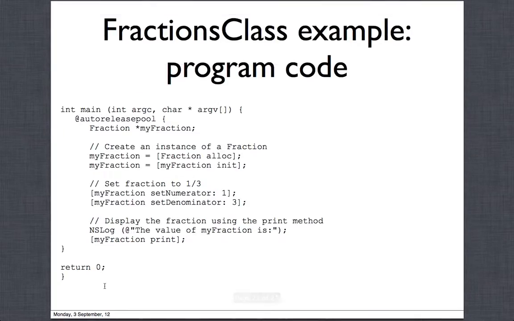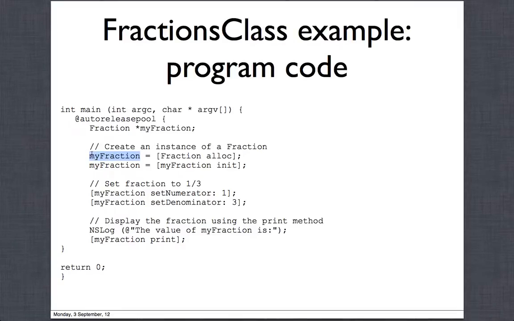So this is the actual program. This is where we use this class. So here we created a new pointer, a new reference to a future object of that class. So we said Fraction star myFraction. This is exactly the same as in C. We're creating a reference, a pointer. So this is not an actual object yet. Now we have to create an instance of a fraction. So we have this thing that is not pointing to any memory yet, but has a field to put a memory address to.